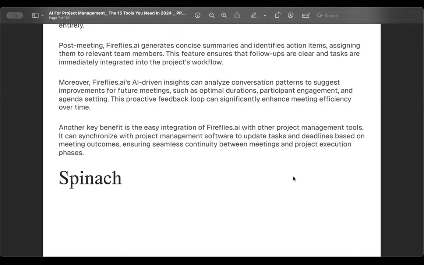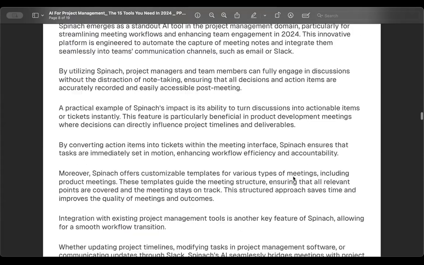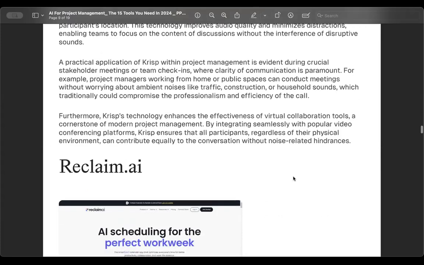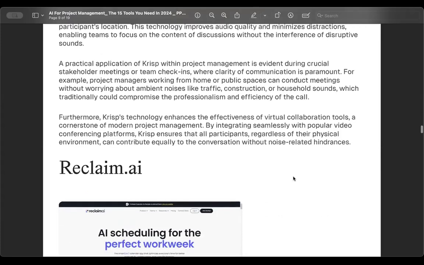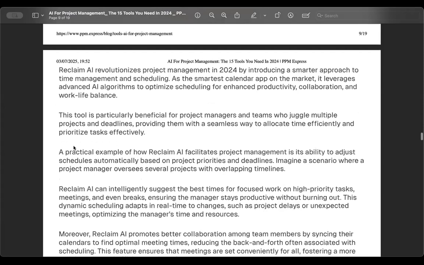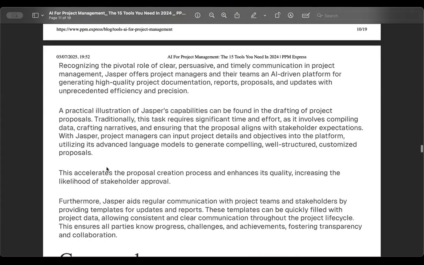Spinach is another tool, and then we have Crisp also there. And we have Reclaim.ai as well. So, shall I share this PDF with you? You can go through all these ones. So, likewise, we have so many tools. Jasper also there. Basically, most of the time for project management, we are using Notion. Notion is very popular on that.